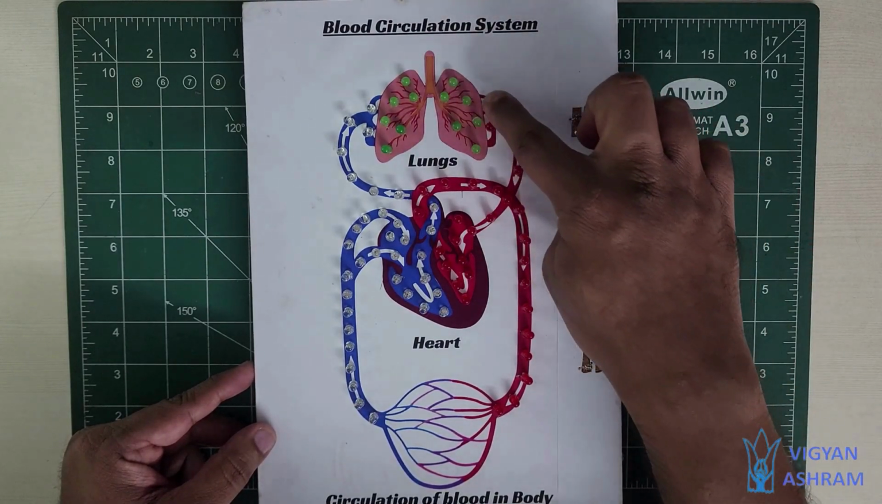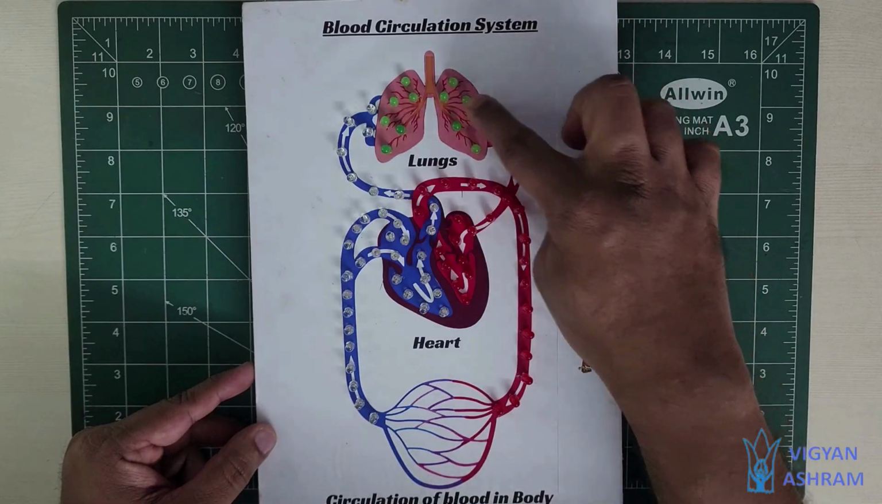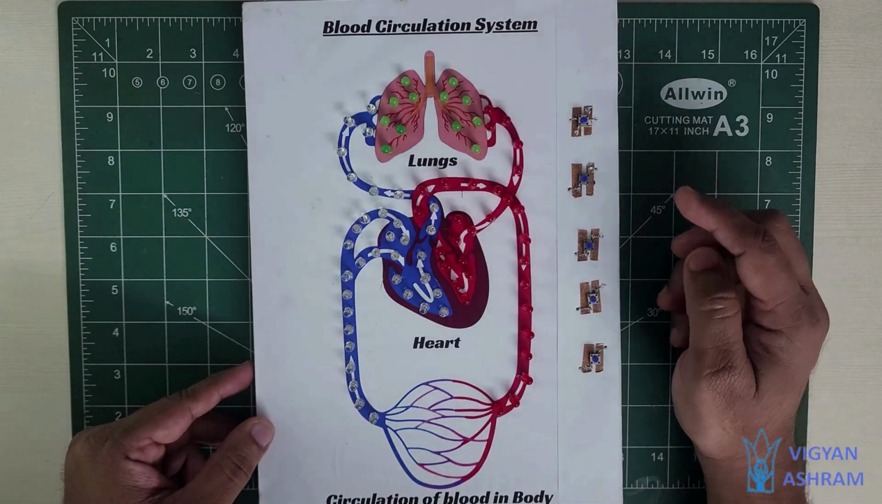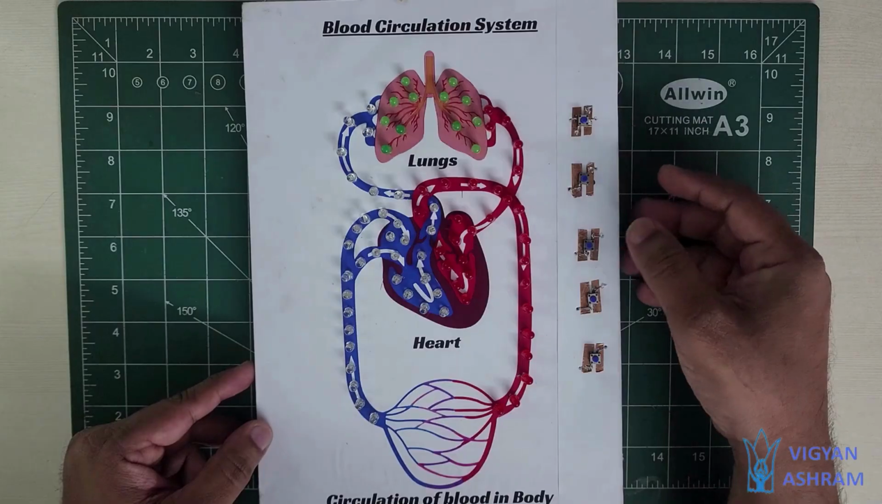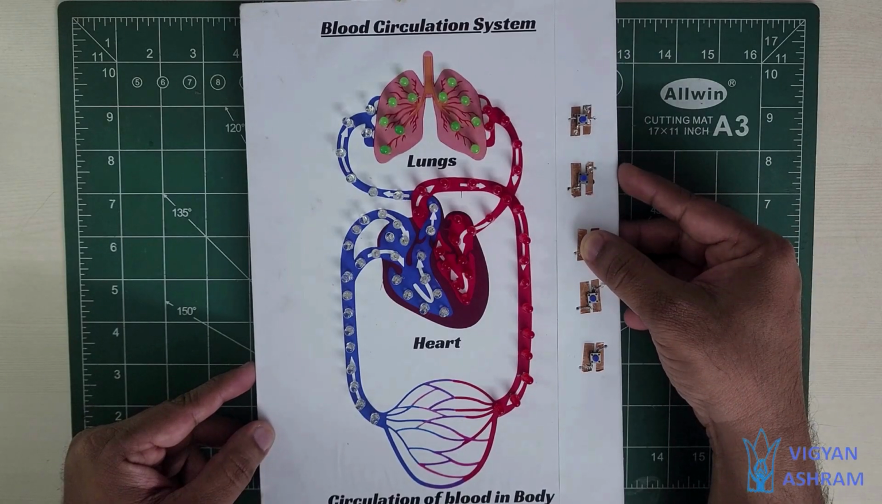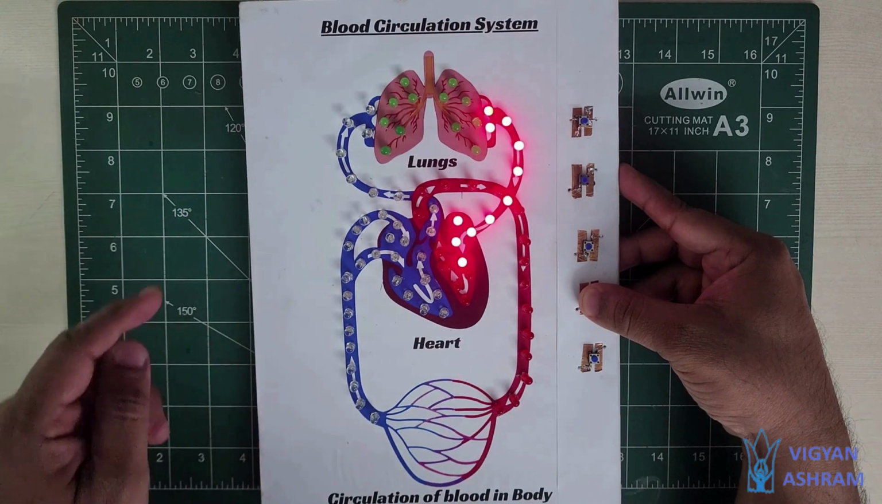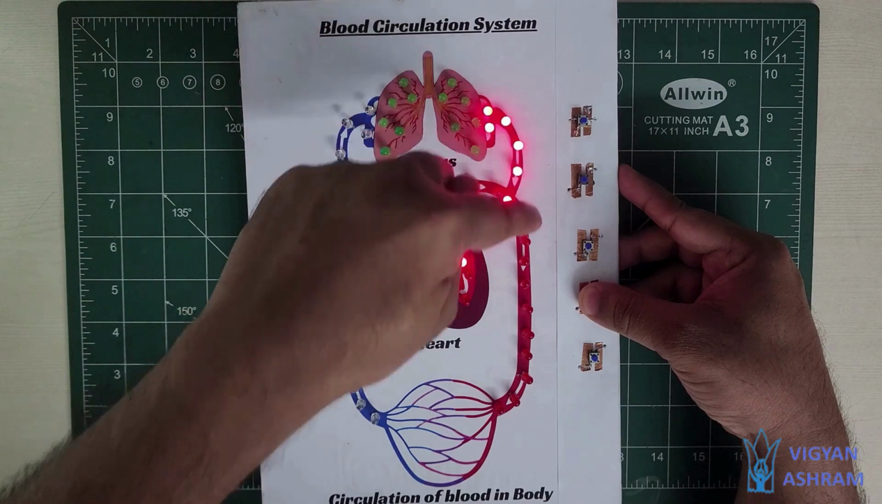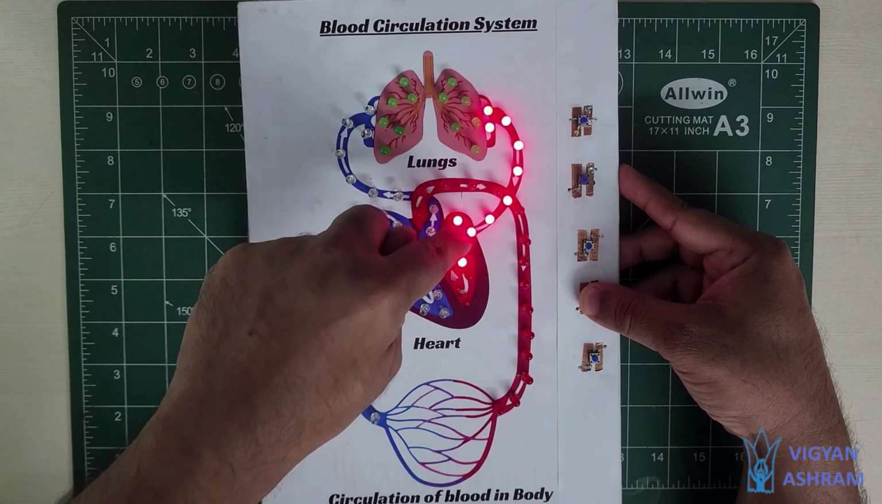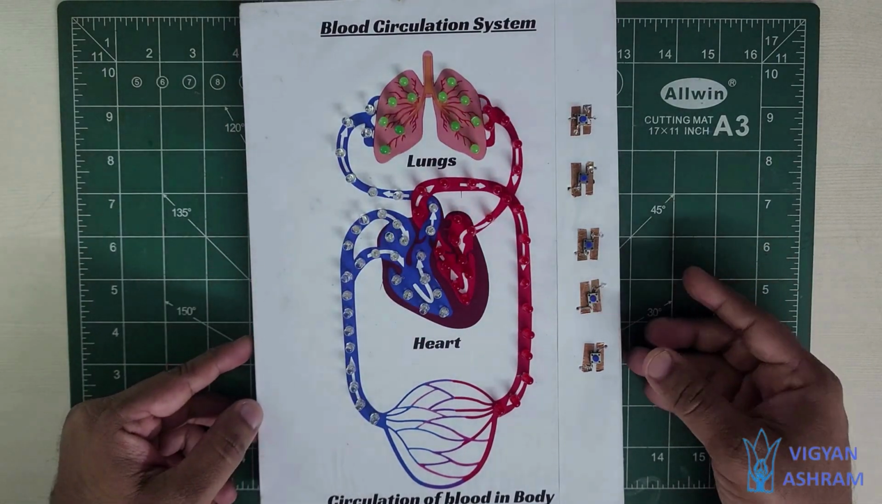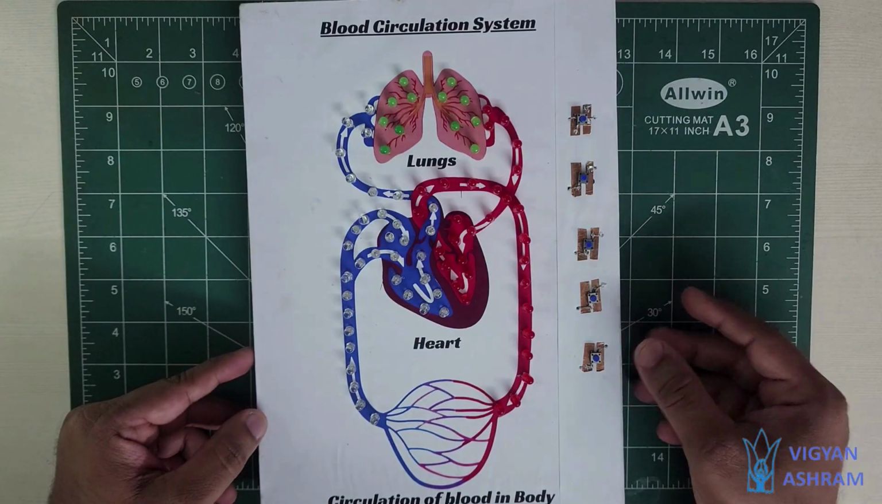In the fourth stage, the oxygenated blood now comes out of the lungs and goes to the left auricle of the heart, which is represented by red LEDs, this red path. If you press the fourth button, that is the fourth stage. So oxygenated blood is now coming out of the lungs, going to the left auricle of the heart, and into the last stage of the blood circulation.